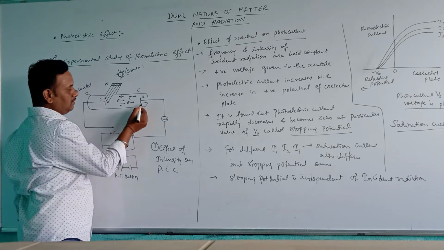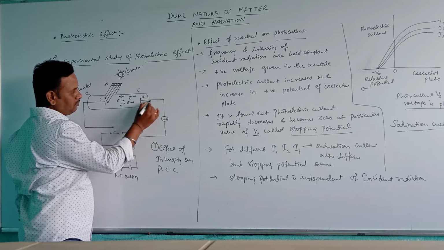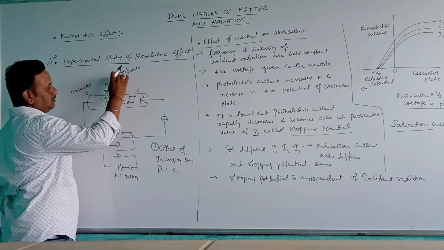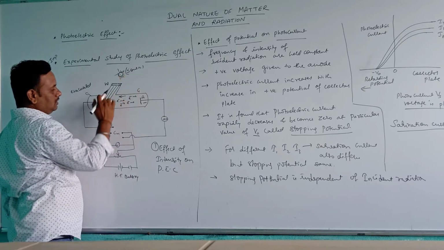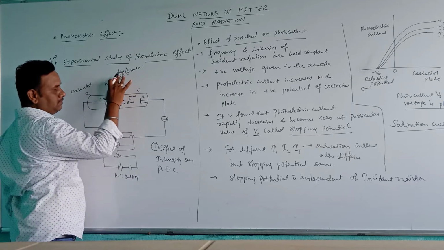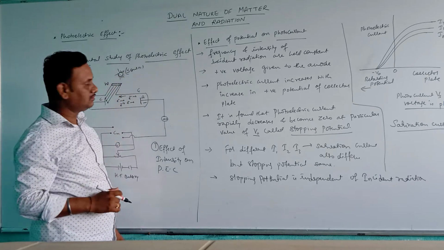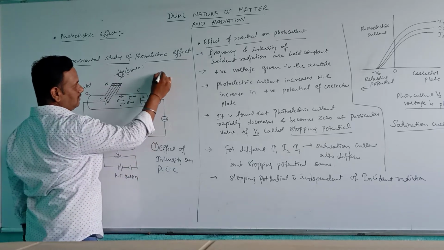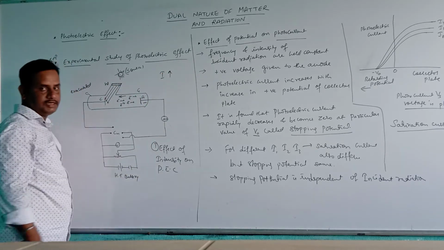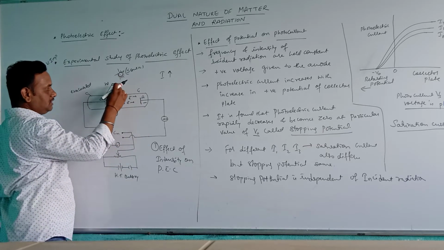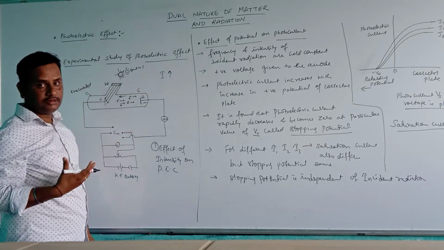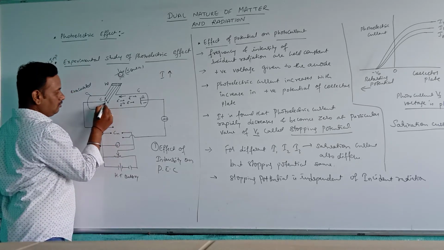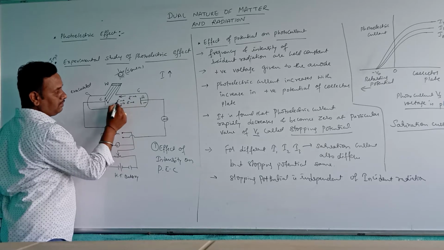So as I explained, we maintain a positive potential at the anode, and the distance between the emitter plate and the source is reduced. By doing this, there will be an increase in the intensity of the incident radiation, and as the intensity of the incident radiation increases, more photoelectrons are going to be emitted.